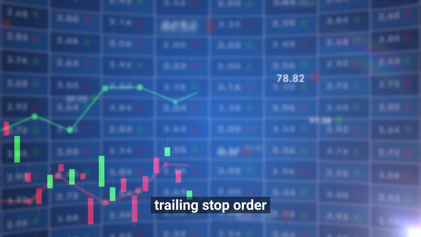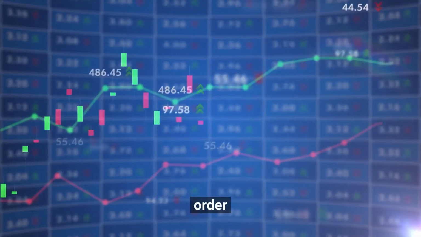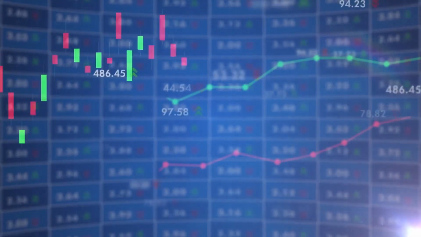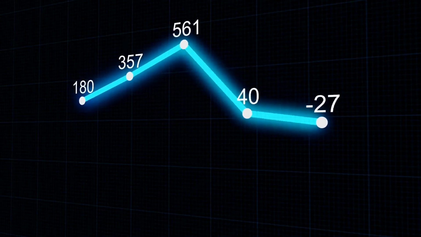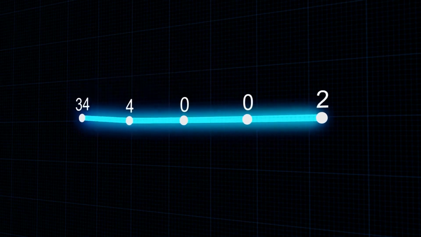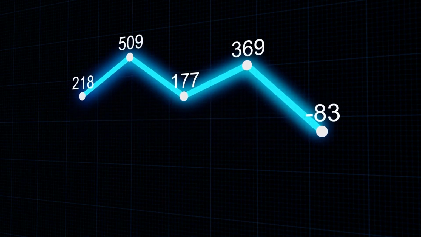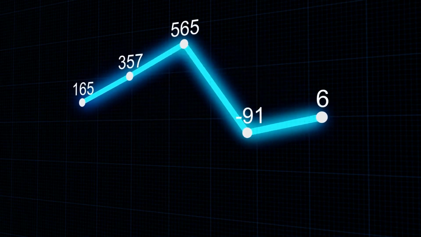Trailing stop order. A trailing stop order is a type of stop order that adjusts automatically to changes in the market price. With a trailing stop order, you can set a predetermined percentage or pip level from the market price that your stop order will trail behind.